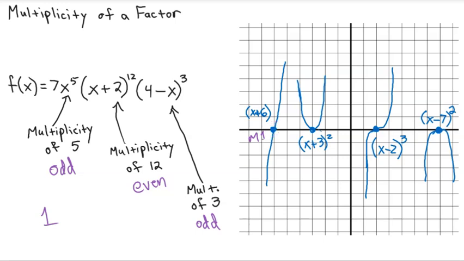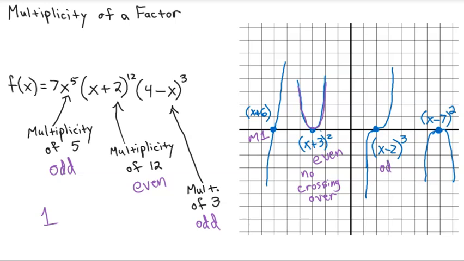But if the multiplicity is even, then what'll happen is the graph will approach the root, and then it'll touch it, and then it'll go back. It won't cross over at all. Okay, so when the multiplicity is even, there's no crossing over. Okay, it just sort of touches and it turns back the other direction.